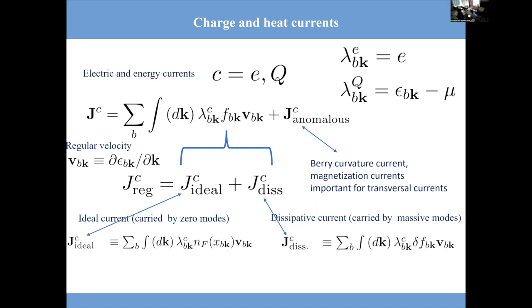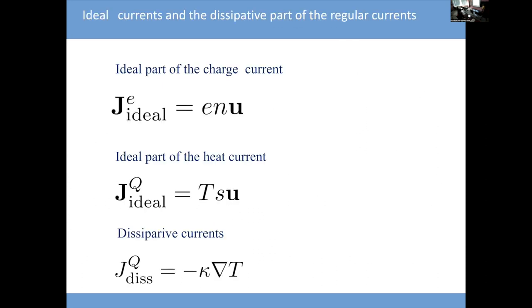Now let's look at the normal regular part. This regular part should again be subdivided into the part that is carried by zero modes and the part which is carried by dissipative massive modes. So there's a part which is carried by zero modes that we discussed so far. And there will be small but very important corrections, which are dissipative corrections, carried by massive modes. But this part of the story is within standard classical hydrodynamics.